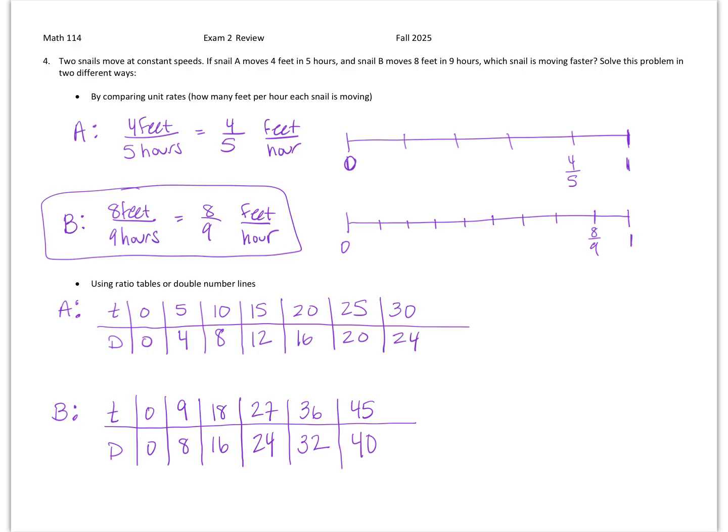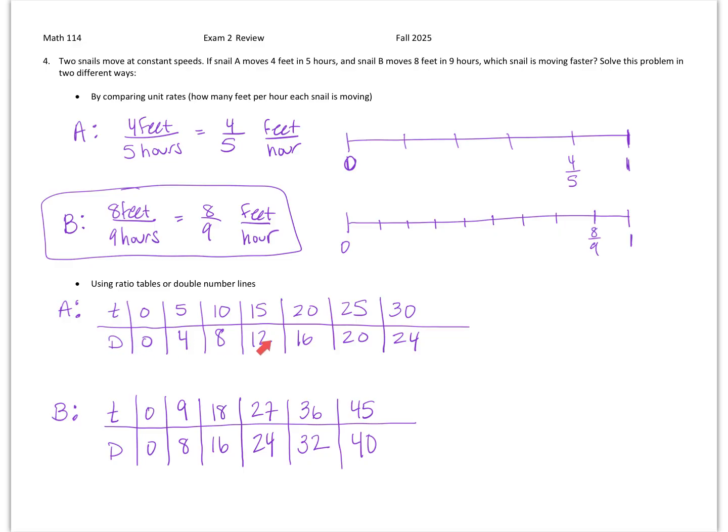Okay, let's compare. I am either looking for a time that they have in common. So if we have a time in common in these two tables, I can say like, okay, in the same amount of time, look at how far snail A traveled and how far snail B traveled. Whichever one went further in the same amount of time is faster. Okay, so I have multiples of 5 here and multiples of 9 here. Oh, I have a 45. That is a multiple of 5. So I could take this out to 45 and see how far snail A has traveled, right?